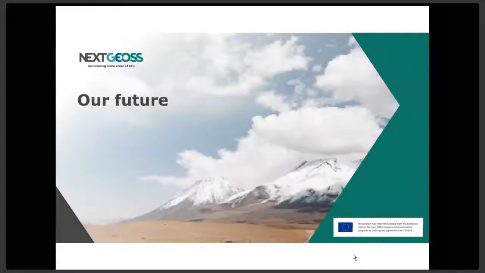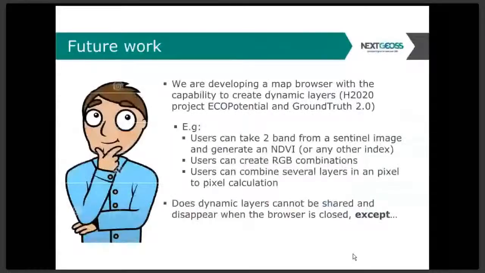All right, so a little bit of future, just for you to understand that this is not just pure developing stuff for the sake of doing that. It is also a research activity where we are trying to see beyond. So in another project, we are developing a map browser with the capability to create dynamic layers. The project is called Ecopotential. We are also reusing the same thing and extending this for citizen science in ground truth.